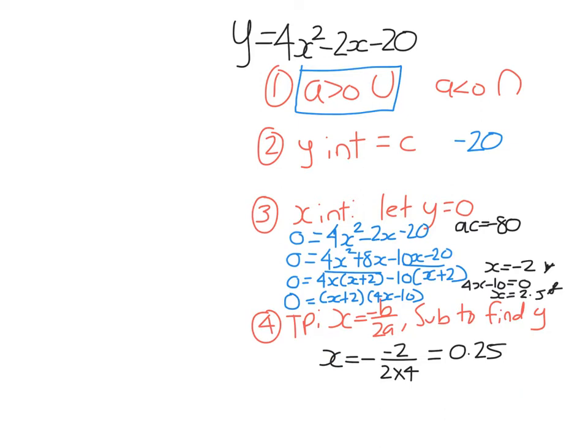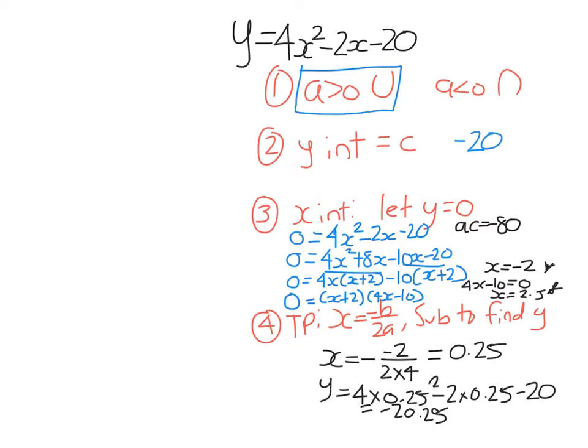Because I only have an x value, I need to substitute into here to find the y value. A turning point needs an x value and a y value. So y will just be 4x squared minus 2 times x minus 20. You can use your calculator for this. You get minus 20.25. So the turning point is 0.25, minus 20.25.